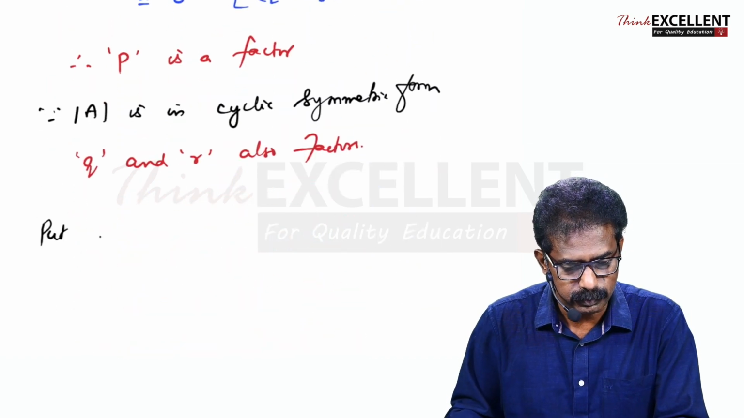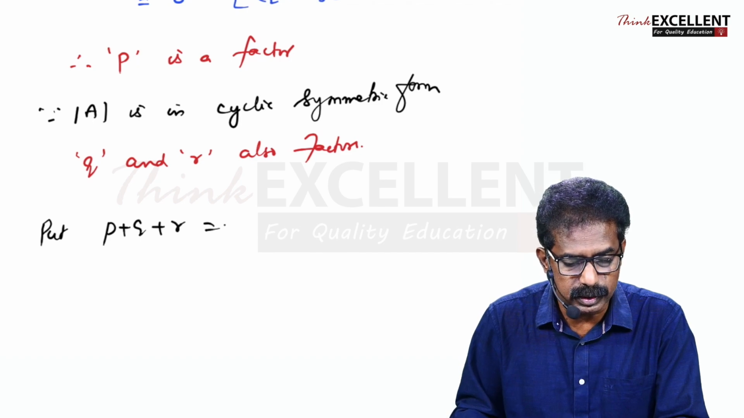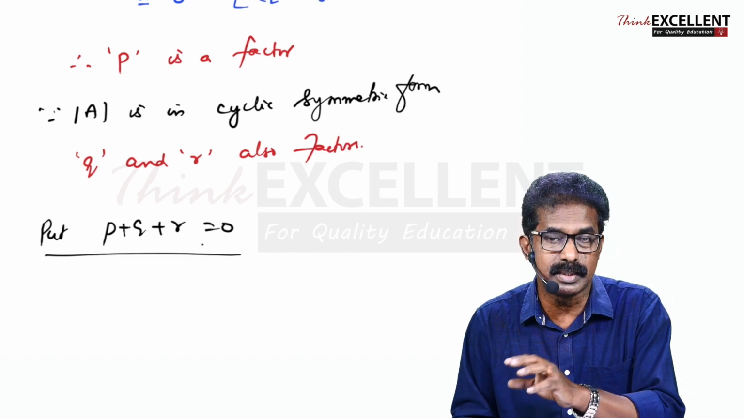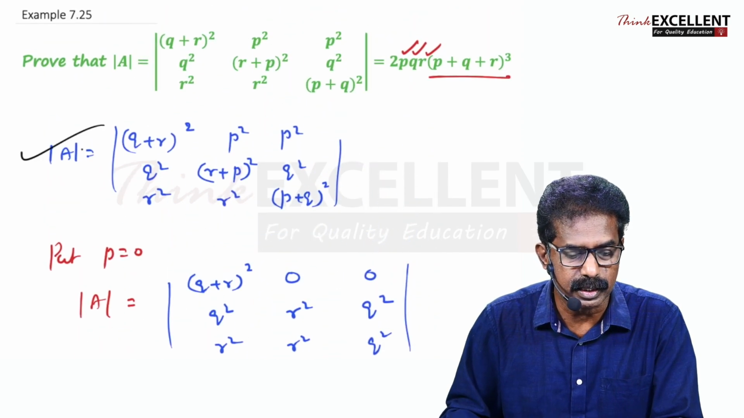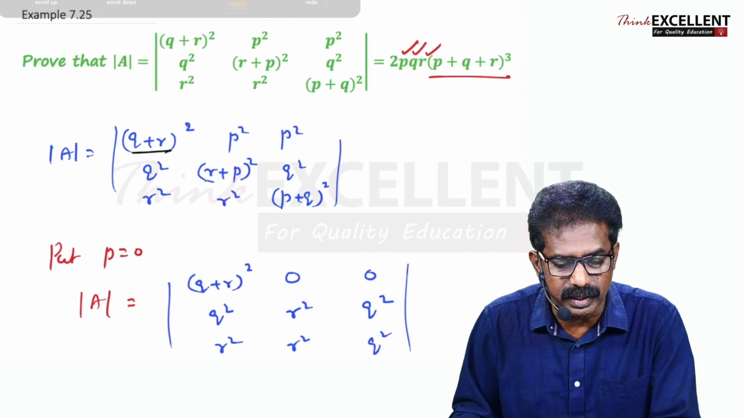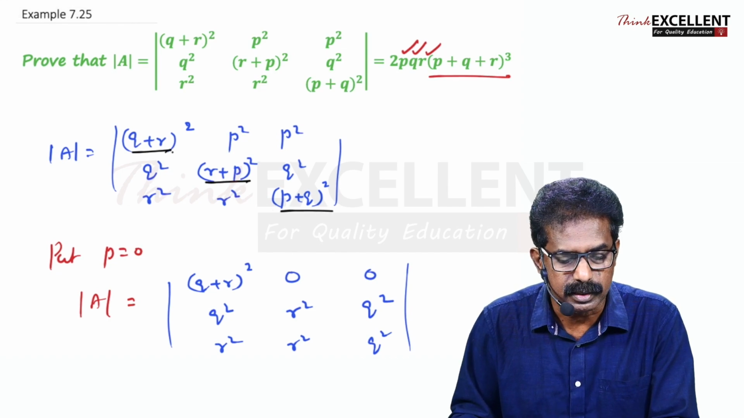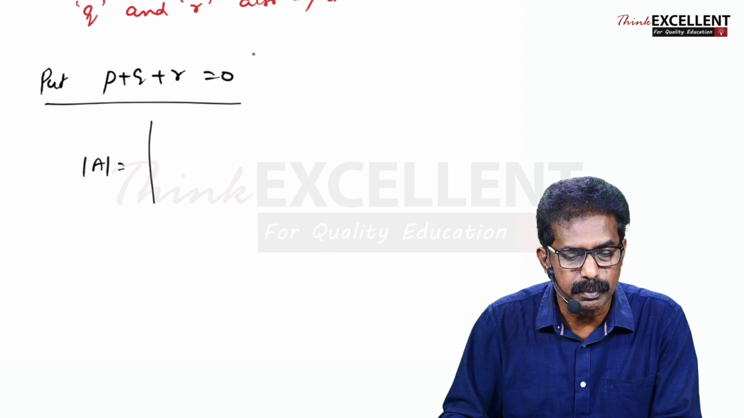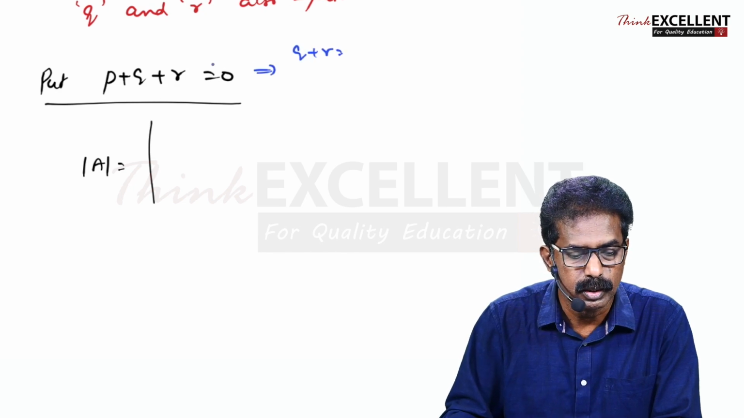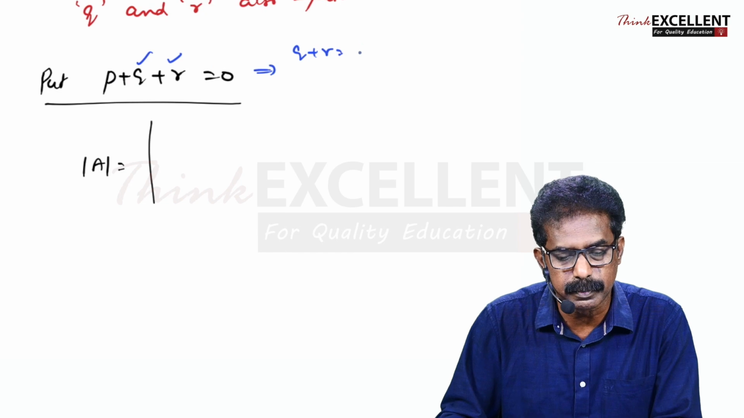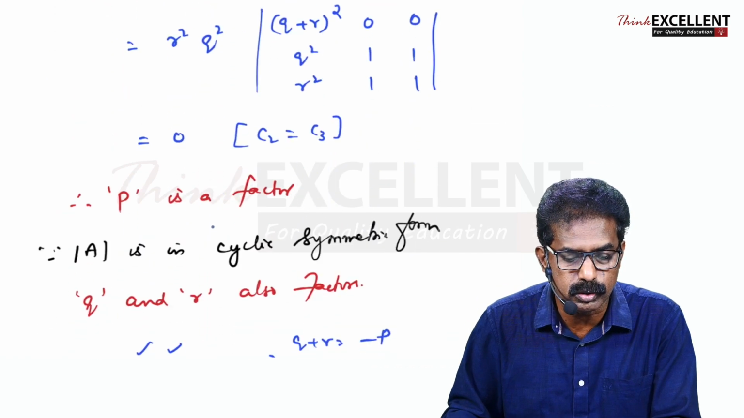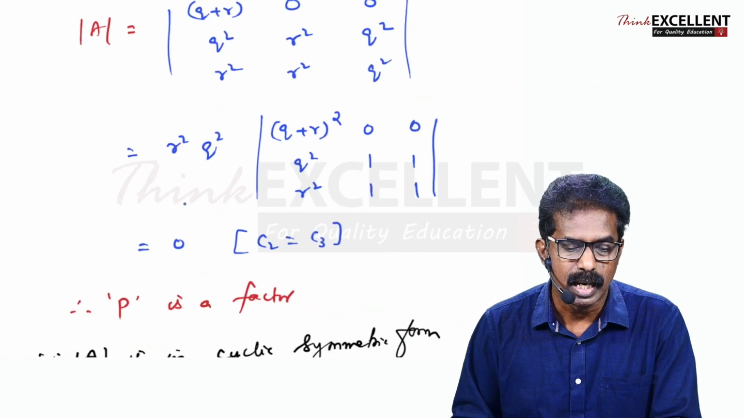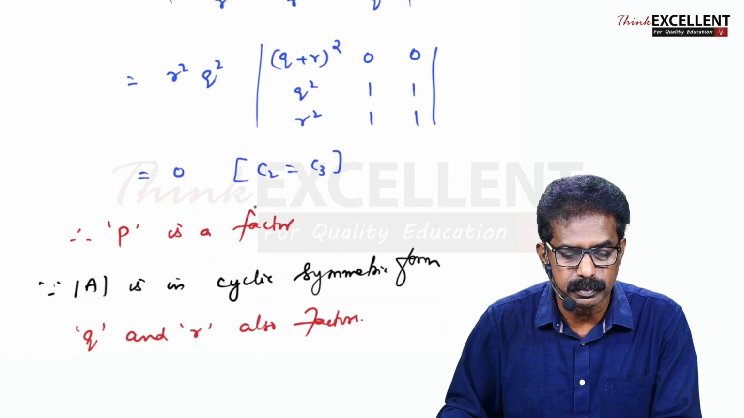Put P plus Q plus R equals 0. We have to prove P plus Q plus R is a factor, so equate that with 0. So determinant A is equal to, listen very carefully to this step. Wherever you have two elements, you simplify. See what Q plus R is from here. Q plus R is minus P. So here you are getting minus P the whole square, and minus P the whole square means it is P square only. Other two elements, P square, P square.